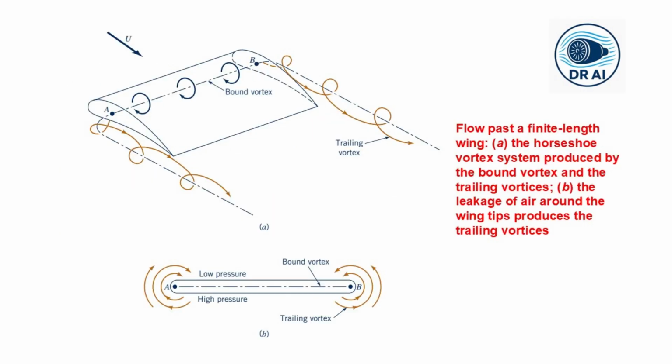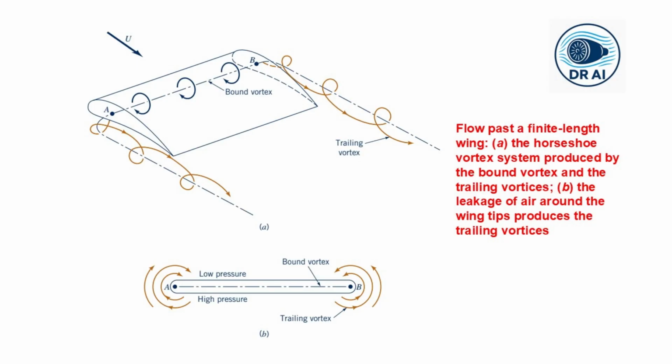Now, this figure shows what actually happens on a finite wing. Because of the pressure difference between lower and upper surfaces, air leaks around the wing tips, creating trailing vortices. These vortices are connected by the bound vortex along the wingspan, together forming a horseshoe vortex system. The strength of this vortex system, this circulation, is directly proportional to the lift generated.